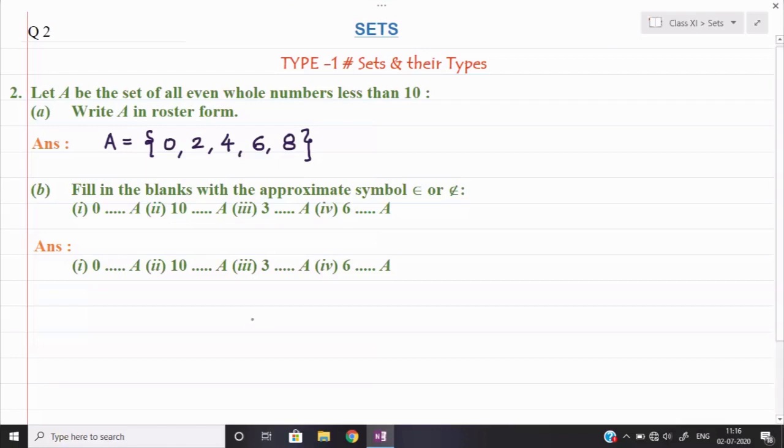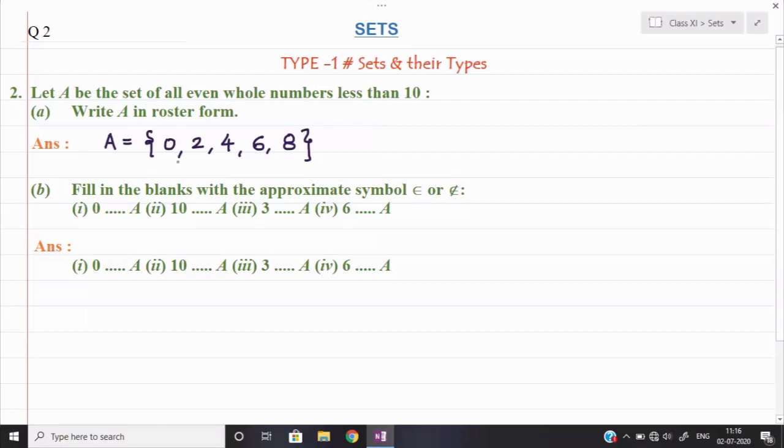Now in part B, they are saying fill in the blanks with the appropriate symbol of belongs to or not belongs to. I think you remember this symbol; in the first session I explained the meaning of the belongs to and not belongs to symbols.